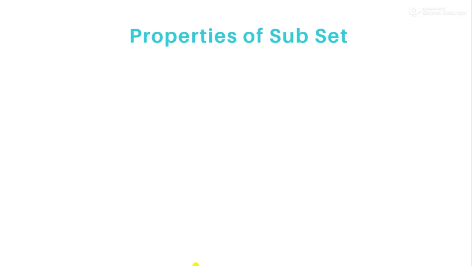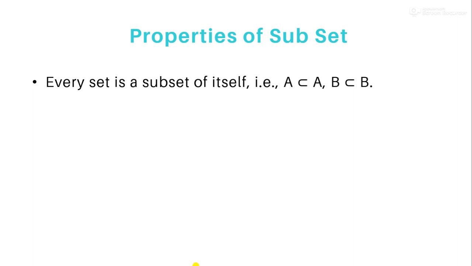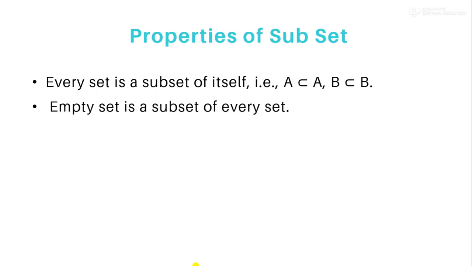So now we are going to learn about the properties of subset. The first property of subset is that every set is a subset of itself. That is very trivial. A is a subset of A and B is a subset of B. So every set is a subset of itself. And another very important property is that the empty set is a subset of every set.